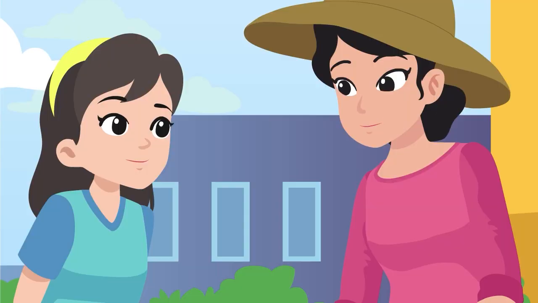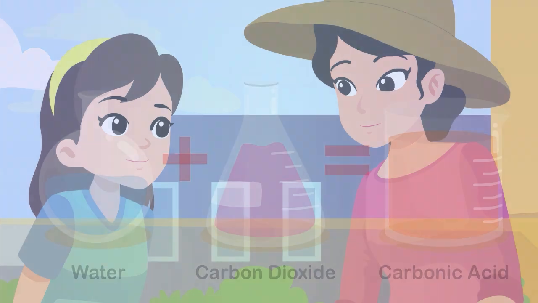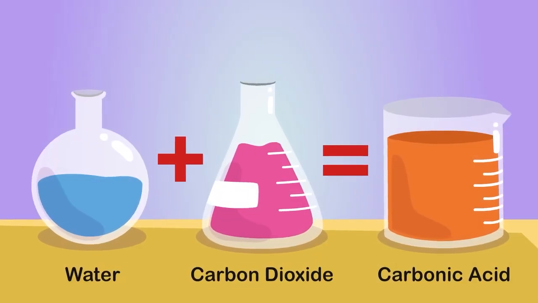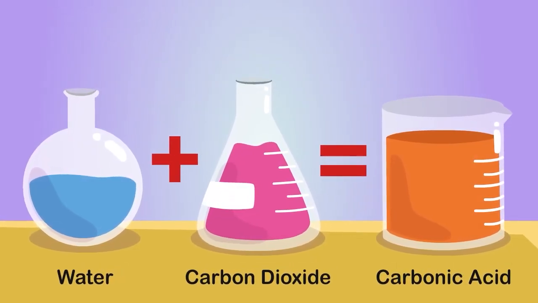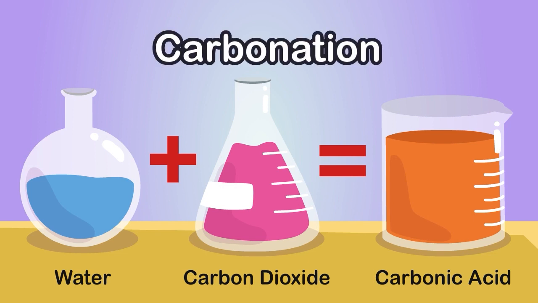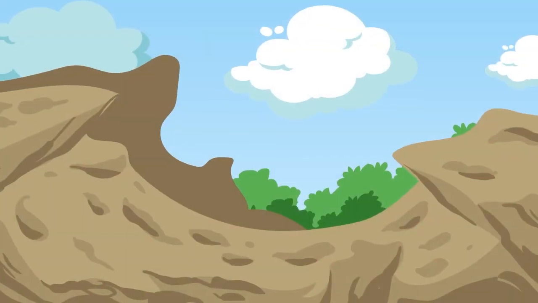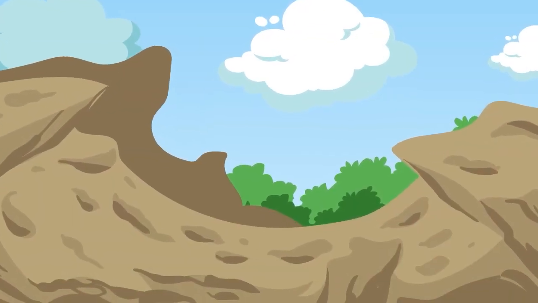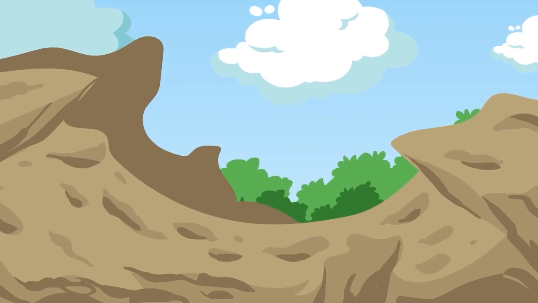Ellie, do you still remember the formation of acid rain? Yes, Mommy. It contains harmful substances that can damage plants and other materials. That's correct. When water is combined with carbon dioxide that is present in the atmosphere, it produces carbonic acid. Carbonation occurs when precipitation that contains carbonic acid reacts with minerals in rocks. This causes the discoloration and crumbling of rocks.